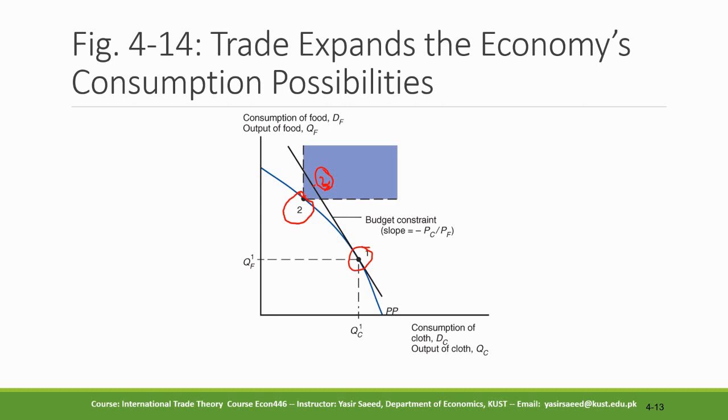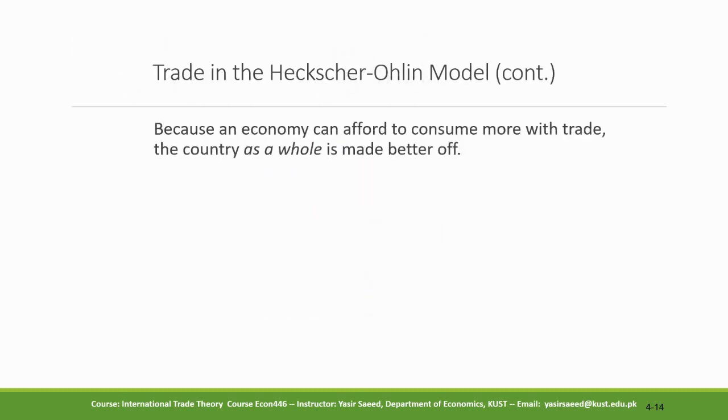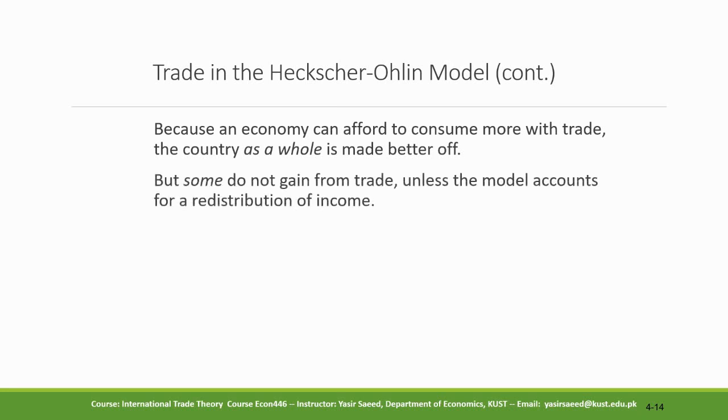So this is the advantage of trade. It enables us to consume more than what we can produce. The value at point 3 is much more than the value at point 2. Similarly, if we have an indifference curve at this point, then that will also be higher than the indifference curve at point 2. Because the economy can afford to consume more with trade, the country as a whole is made better off. It reaps the advantages of trade.